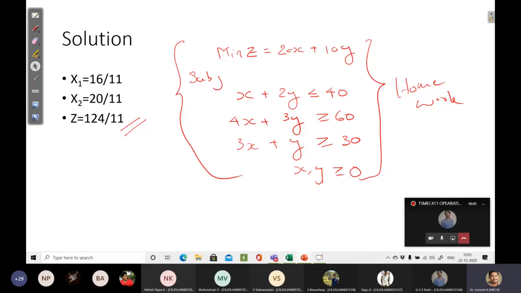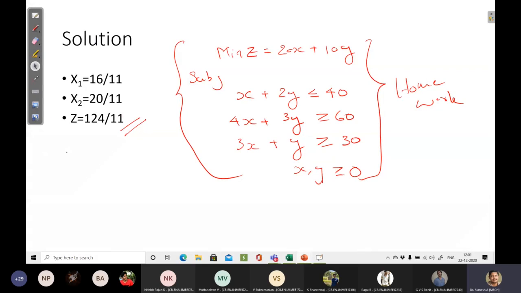Who has solved this problem? Can someone tell me the standard form? How did you apply it? The objective function I'll come to later. So how did you modify the first constraint? x plus 2y plus s1 equals 40.